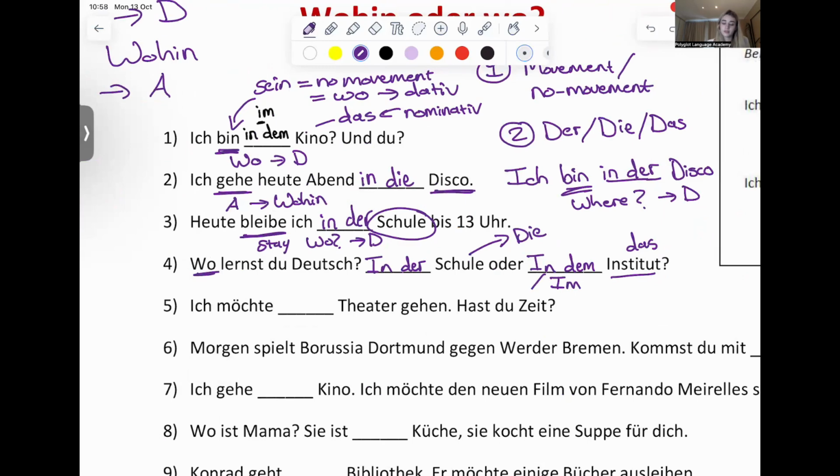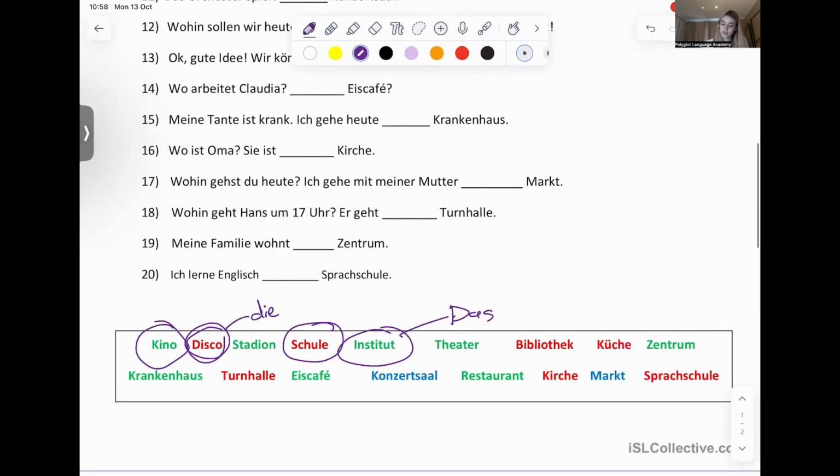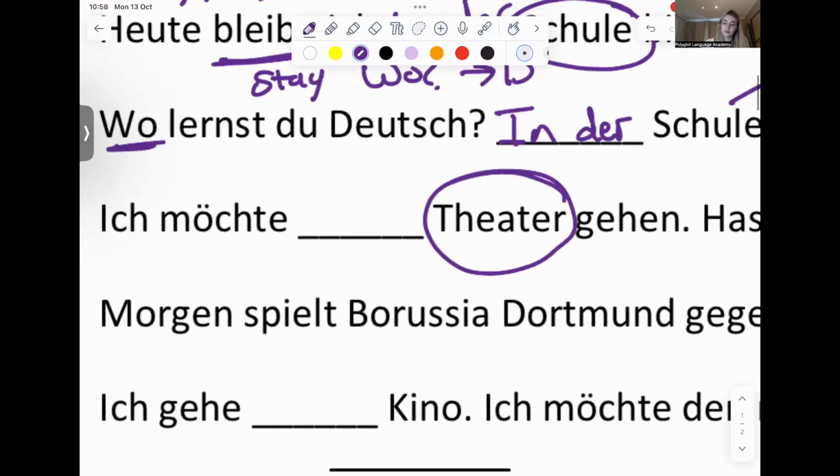Okay. Ich möchte Theater gehen. Hast du Zeit? Theater is a place that we're going to, that we need a noun that we have to figure out if it's der, die oder das. So let's go check. Theater, auch das, also das. So we write the original article about it. Okay, ich möchte Theater gehen.